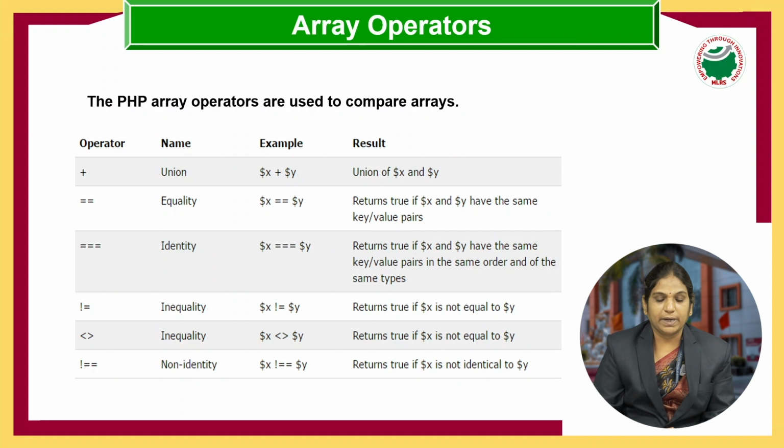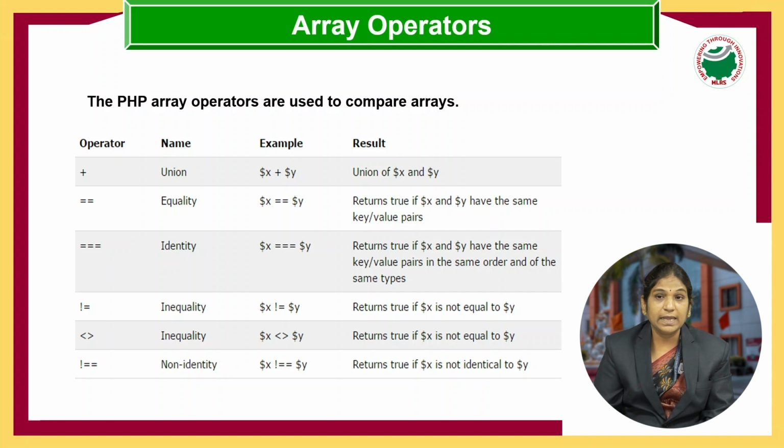And array operators. Array operators are used to compare two arrays, not variables. So here: union, equality, identity, inequality, non-identity. These are the operators performed on arrays. Union means joining of $x and $y arrays. And equal to, $x equal to $y, returns true if both $x and $y arrays have the same key and value pairs.